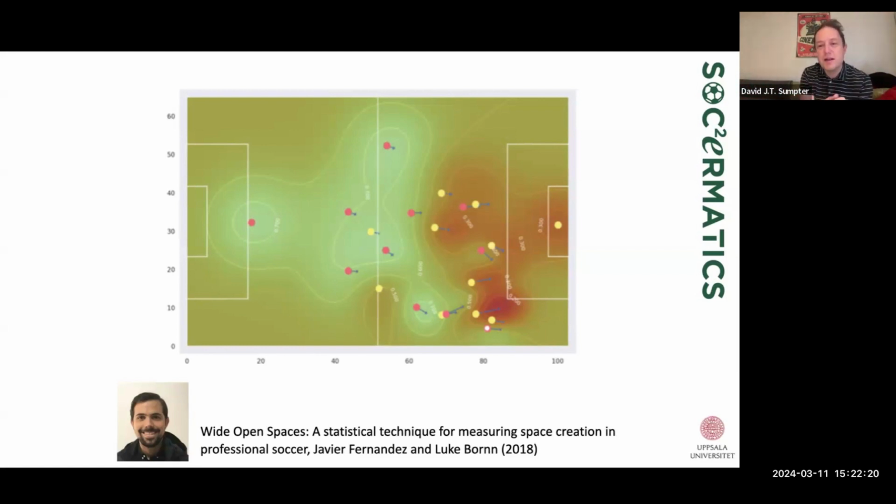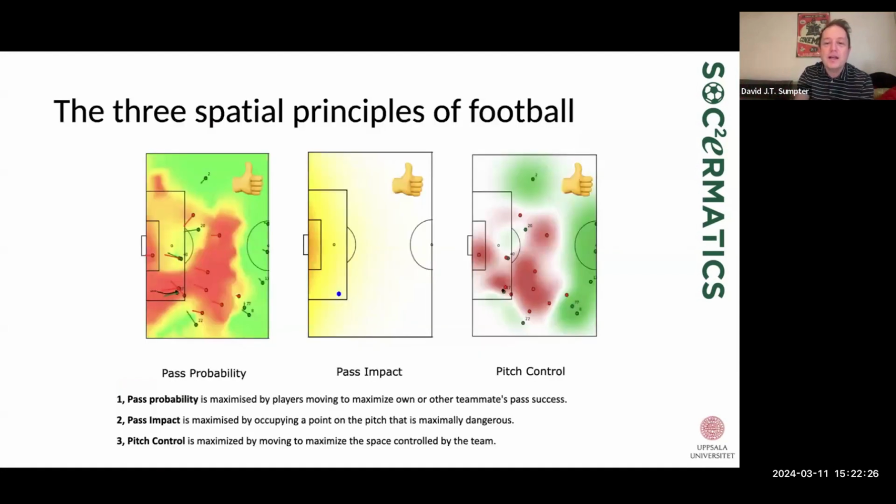And this gives a really nice mathematical principle that we can use in all aspects of understanding play. I'm going to talk a little bit about some of the other ones, but we have a series of different spatial principles in football. One of them is the one that I've just described. It's called pitch control. It's how much space you control. Another one has various names, but one of the names is pass impact. It's also known as expected threat. That's the one in the middle here.